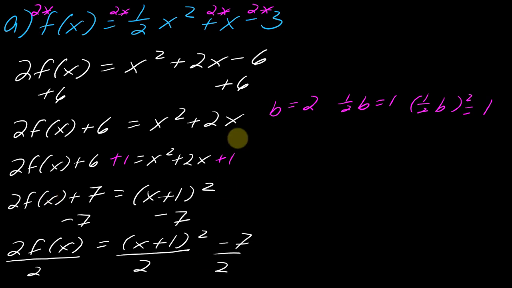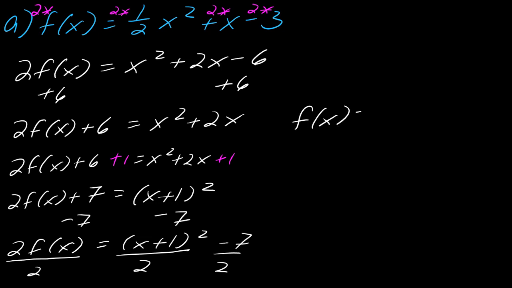Now, I'm going to clear off a little bit of space so I can show you what the final answer here will look like. So I'll erase all this. My final answer then will be f of x equals. Now, I could write this as this over 2, but from a graphing standpoint, I would prefer to think of this as 1/2 times x plus 1 squared, and then all that minus 7 over 2.